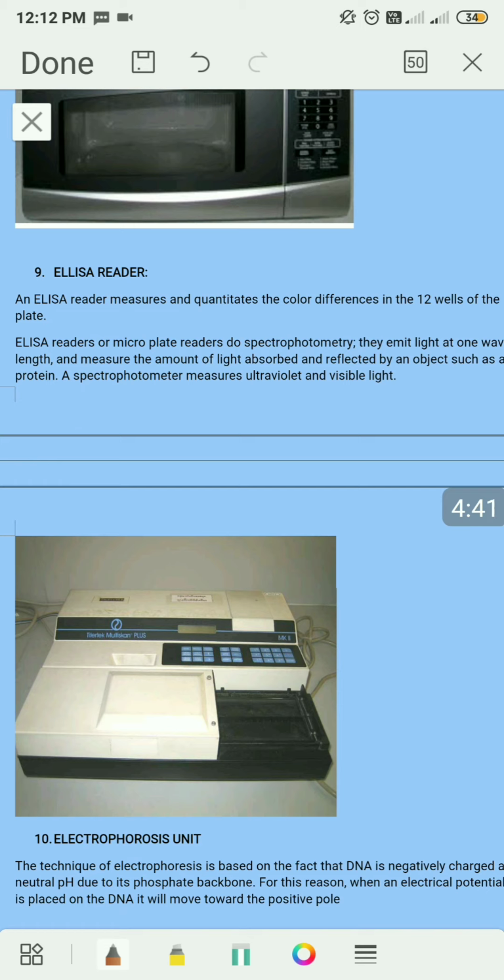ELISA reader. The ELISA reader measures the quantities of the color differences in the 12 wells of the plate. ELISA readers or microplate readers do spectrophotometry. They emit light at one wavelength and measure the amount of light absorbed and reflected by an object, such as protein. The spectrophotometer measures ultraviolet and visible light, as you can see here.